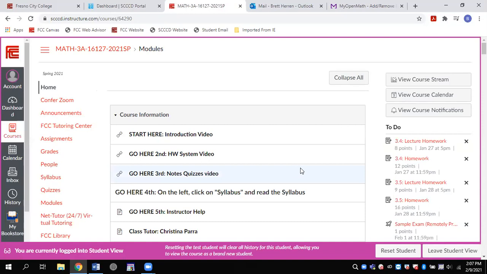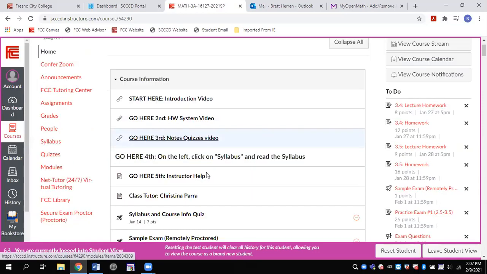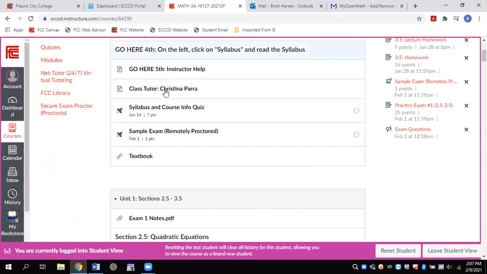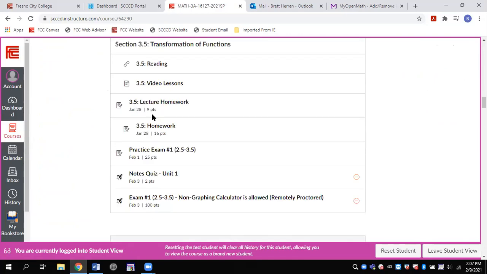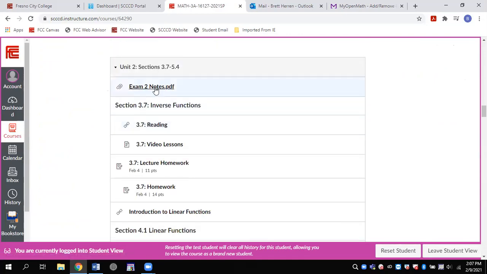Okay, so here it is. You're seeing the Canvas course shell, right? This is what it looks like when you first come into our course. Over here's the stuff that's due. If you roll down, here's the first module, course information. Here's the next module, Unit 1. We're done with that. Right at the top of Unit 1 is Exam 1 notes. That's over now. Roll on down. Unit 2, there it is. Exam 2 notes right at the top of the Unit 2 module.